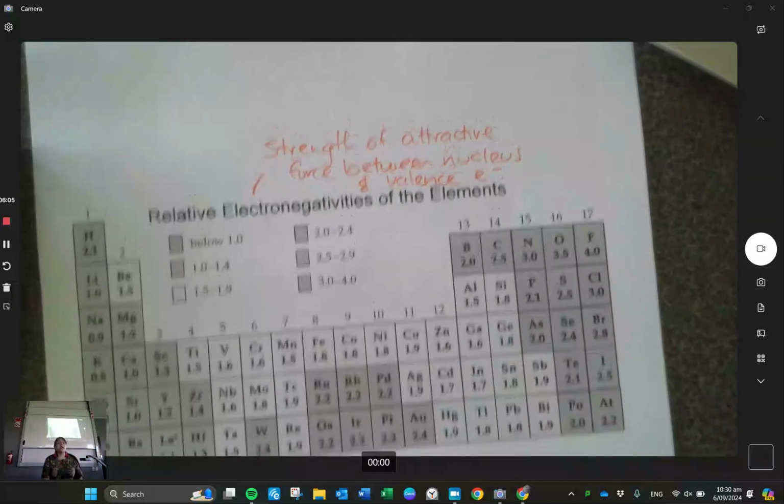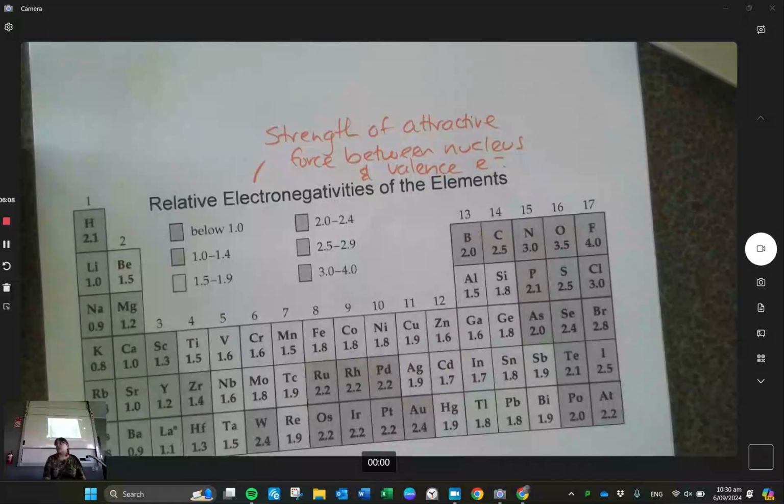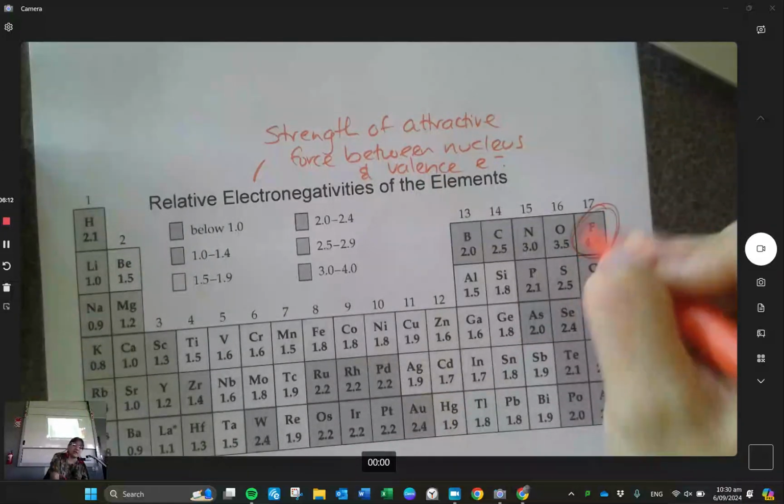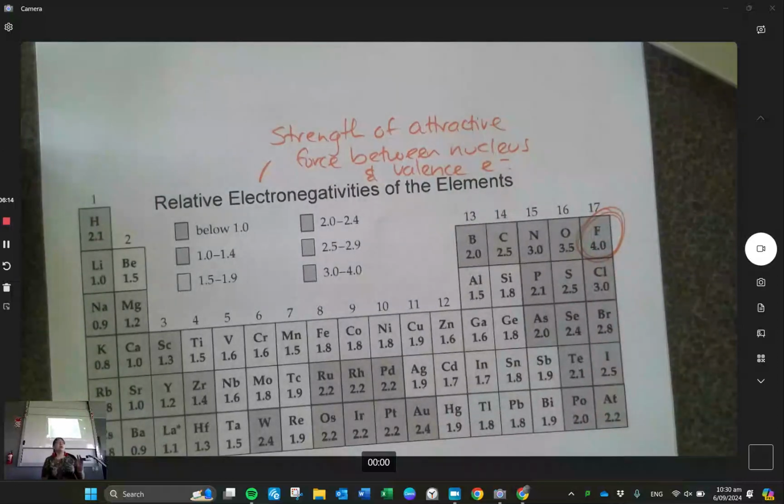So the more electronegative something is, the stronger its attraction of those valence electrons to that nucleus. The most electronegative element we have is fluorine. Again, we'll explain why that is with the new notes. Are we okay with that so far as a definition?